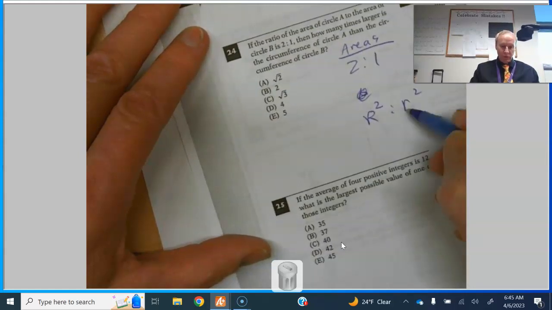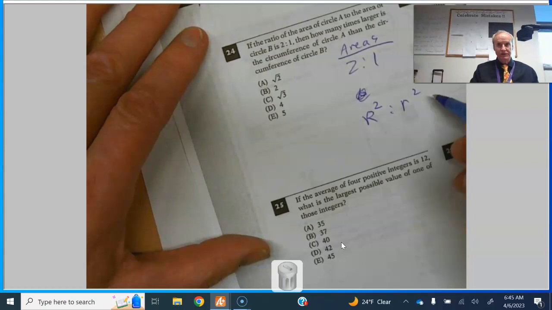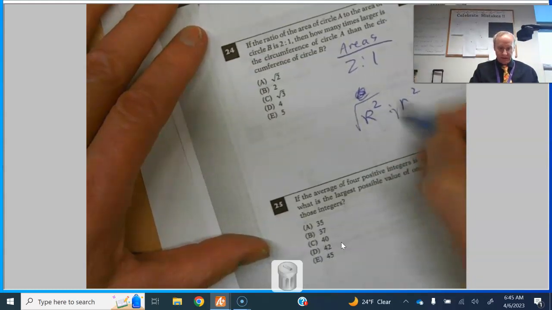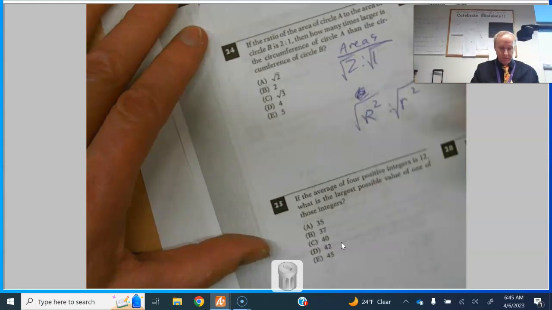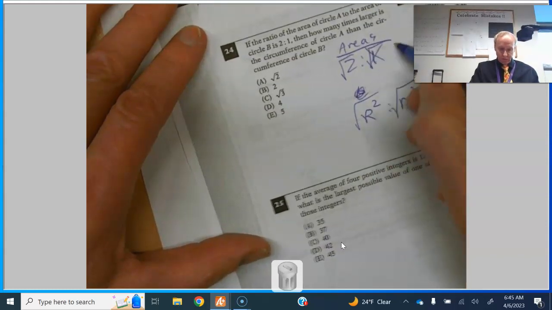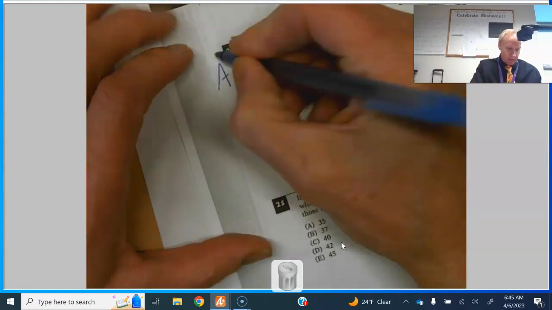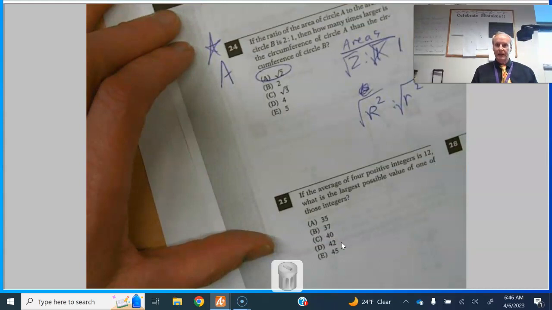And that means that the radii or the diameters or any other single dimensional one is going to be the square root of these. So this is the square root of 2 to the square root of 1. This is equal to 1, so it's going to be square root of 2. A, and I'm absolutely certain. Man, a lot of A's in here.